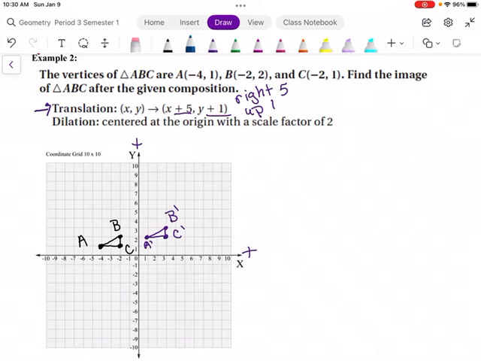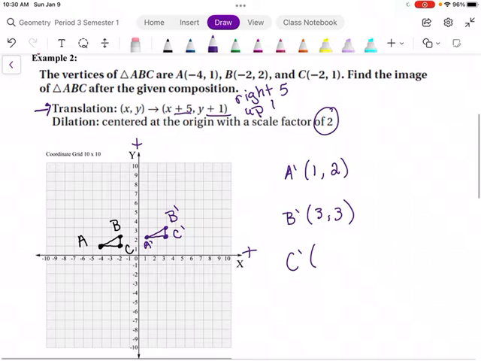So the second part of our composition is a dilation centered at the origin with a scale factor of 2. So what we're going to do first is write down the coordinate points of our prime marks. So A prime was at 1, 2. B prime was at 3, 3. And C prime was at 3, 2.